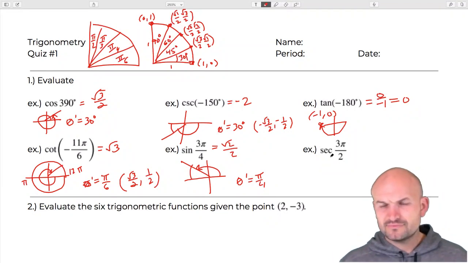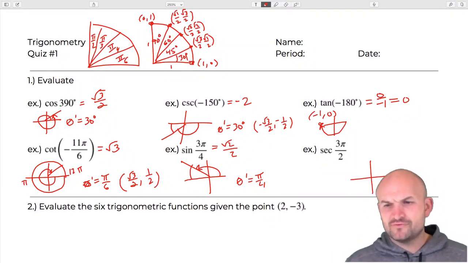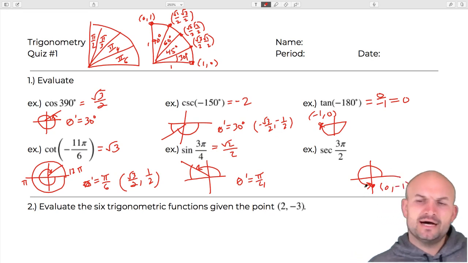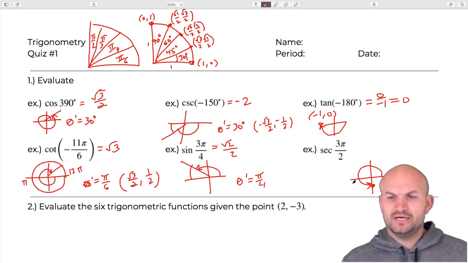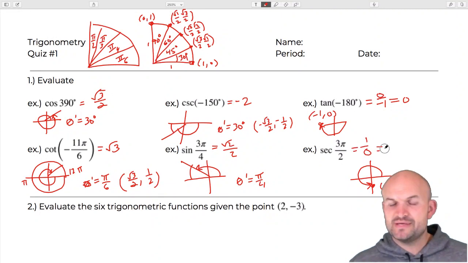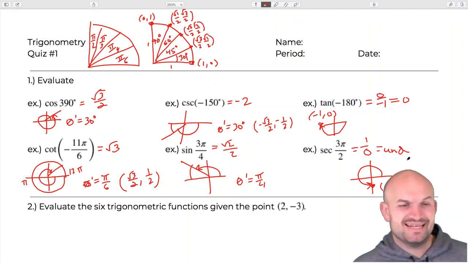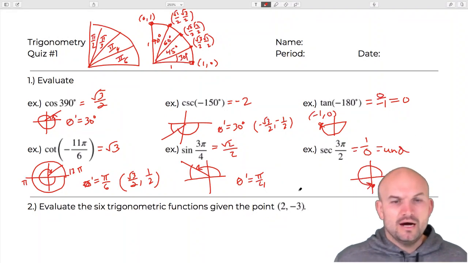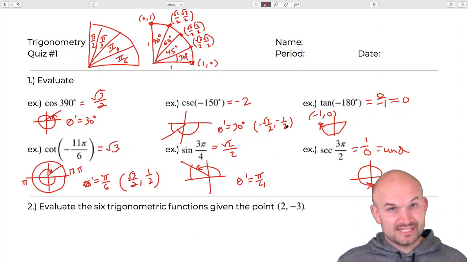And then last but not least here, we have 3 pi over 2, which is going to be all the way down here. That's going to have the coordinate point 0, comma negative 1, and the secant is going to be 1 over x, which in this case is going to be undefined because you cannot divide by 0. All right, so that goes in evaluating basically using the unit circle.